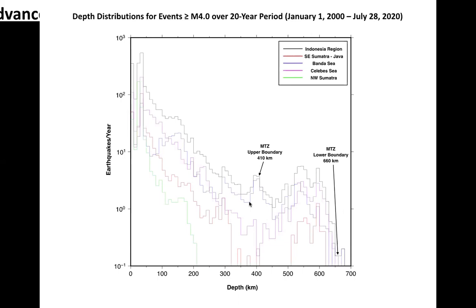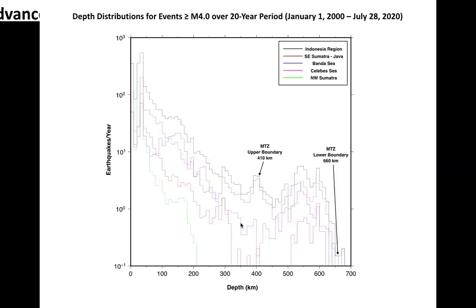But what we can also see here is that intermediate and deep earthquakes are not evenly distributed throughout the region. For example, this green curve here, which represents northwestern Sumatra, deep earthquakes no longer occur deeper than about 220, 230 kilometers. And then here in the red curve, which represents Java, or southeastern Sumatra and Java, there's a seismic gap between about 350 and 510 kilometers. And a similar decrease in the Celebes Sea, which is this purple curve here. So we'll investigate these observations later.